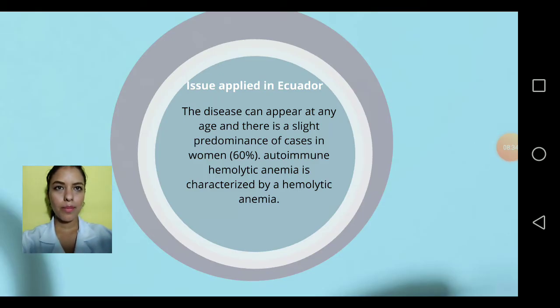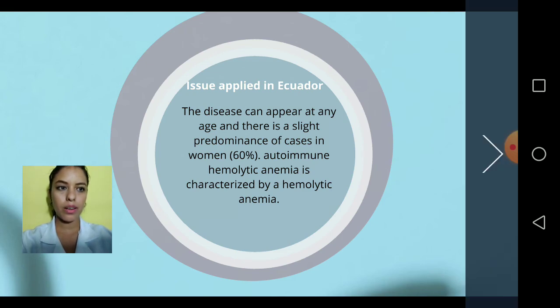It should apply in Ecuador. The disease can appear at any age and there is a slight predominance of 60%. Autoimmune hemolytic anemia is characterized by a hemolytic anemia.